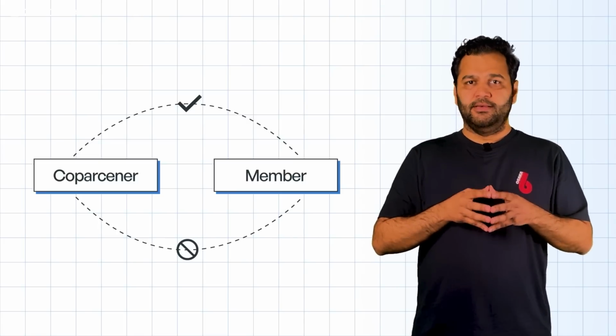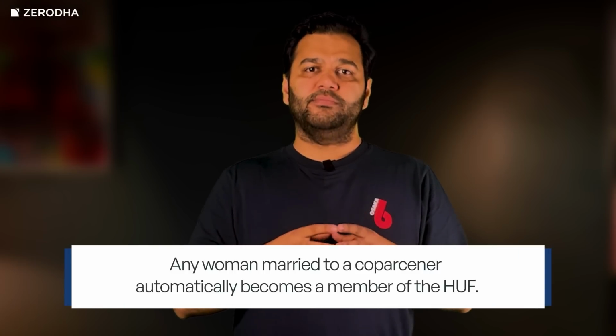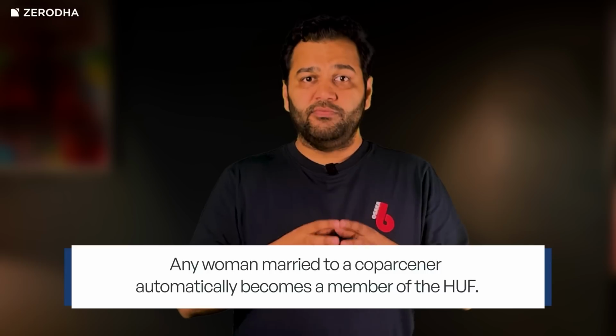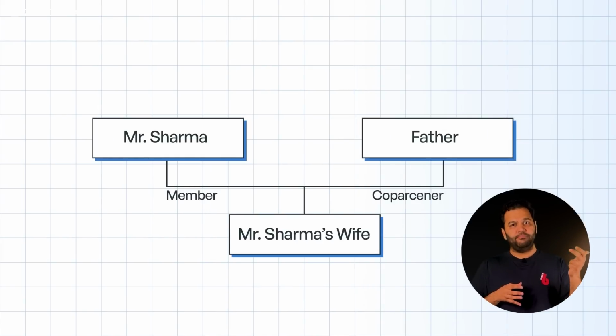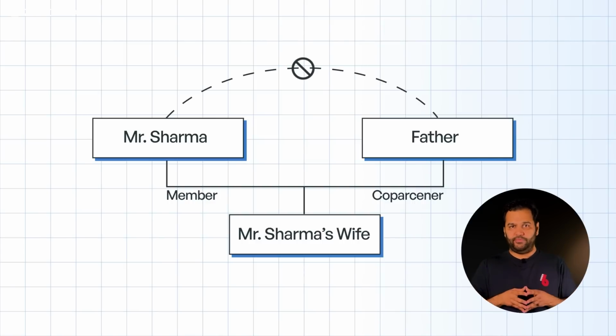Remember that any woman married to a co-partner automatically becomes a member of the HUF. Hence, a woman can have rights in two HUFs at any given time. Number one, her father's HUF as a co-partner, and number two, her husband's HUF as a member. But a husband gets no right in his wife's parents' HUF.